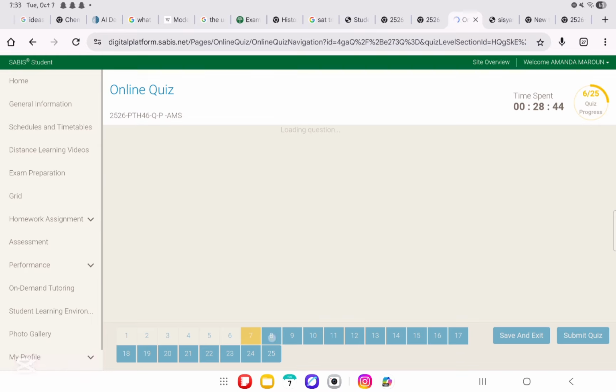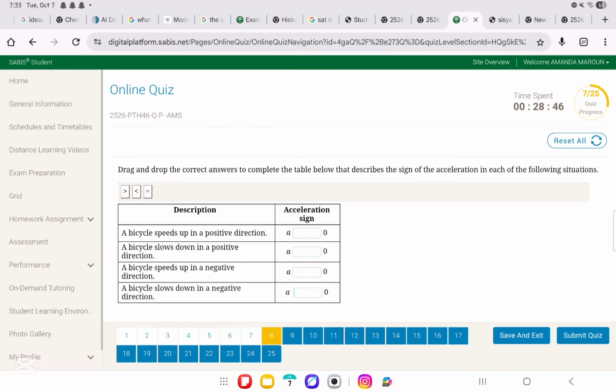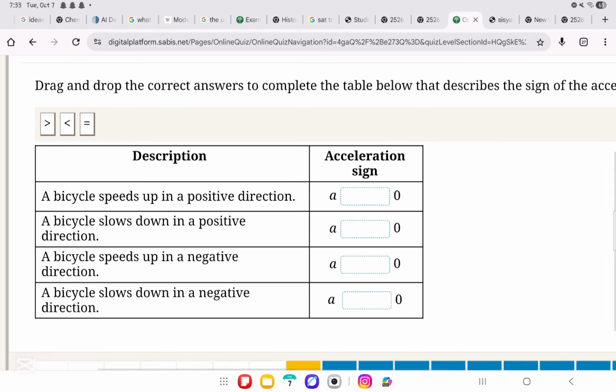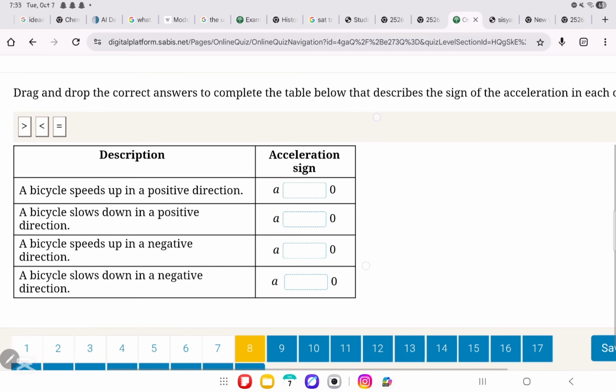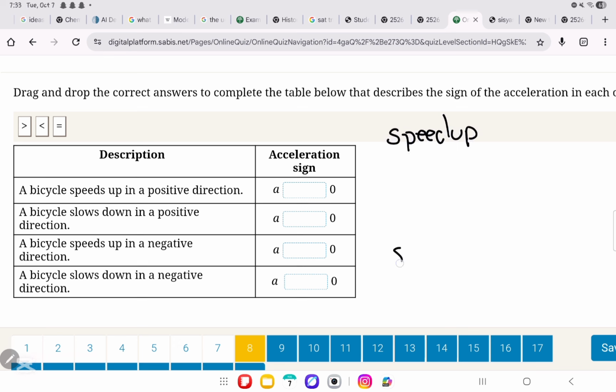meters per second squared. Let's move on to question 8, and thank God it did not take too much time to load. Very important question. What do you need to know before this? Okay, before doing anything, what you need to know is two things. Speeding up, what does it mean? And slowing down, what does it mean?